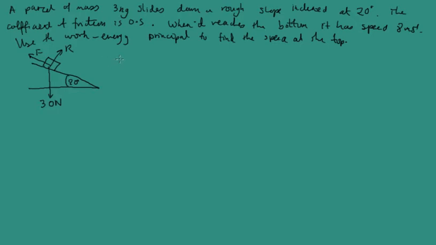So we'll resolve perpendicular to the slope to give us the reaction force, which must be 30 cosine 20, which is 28.2 newtons. Now we can find the frictional force, F, is going to be mu R, which is 0.5 times 28.2, which gives us 14.1 newtons.